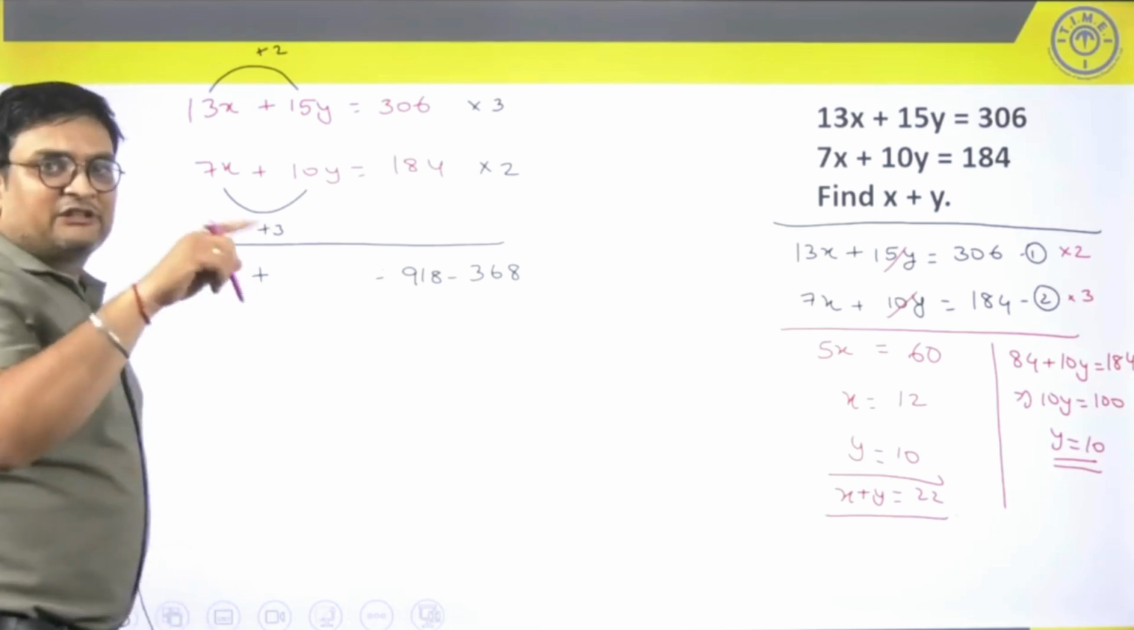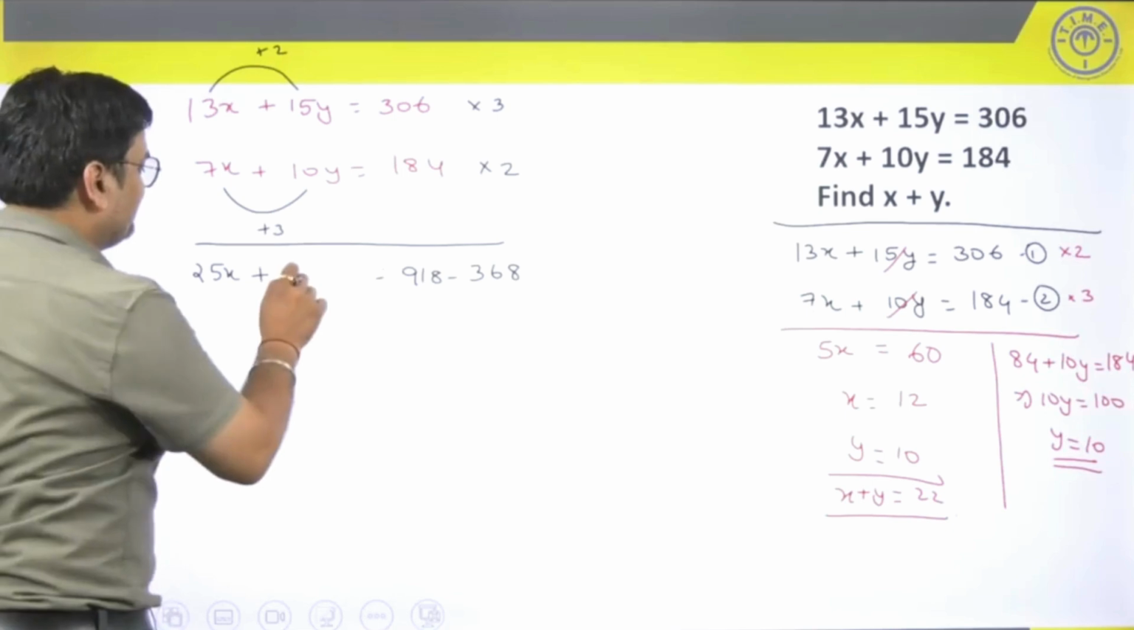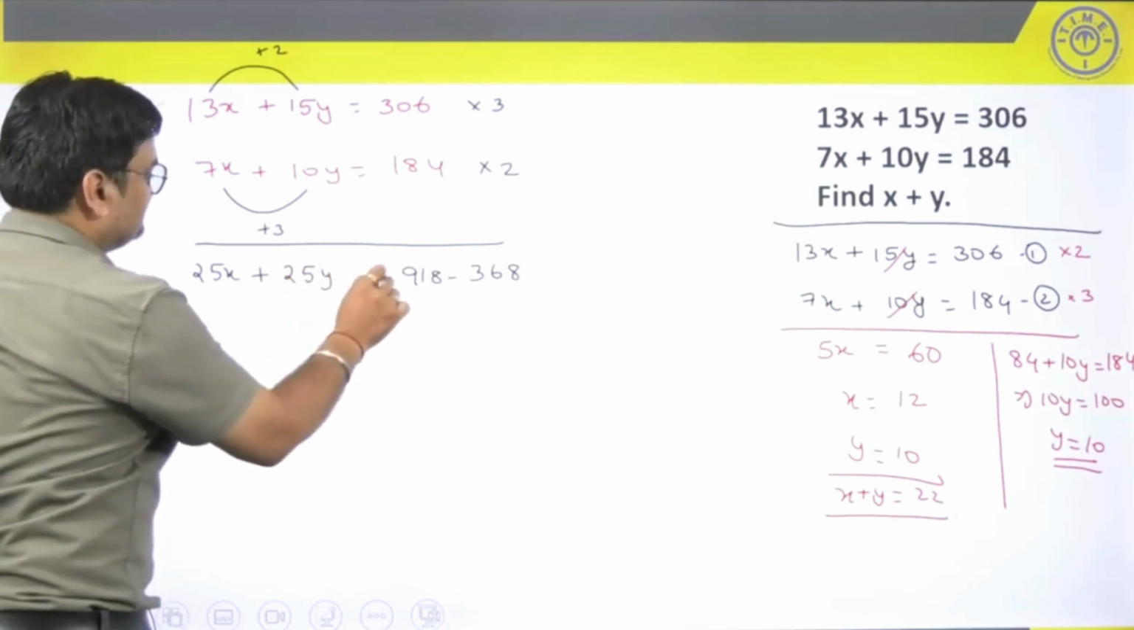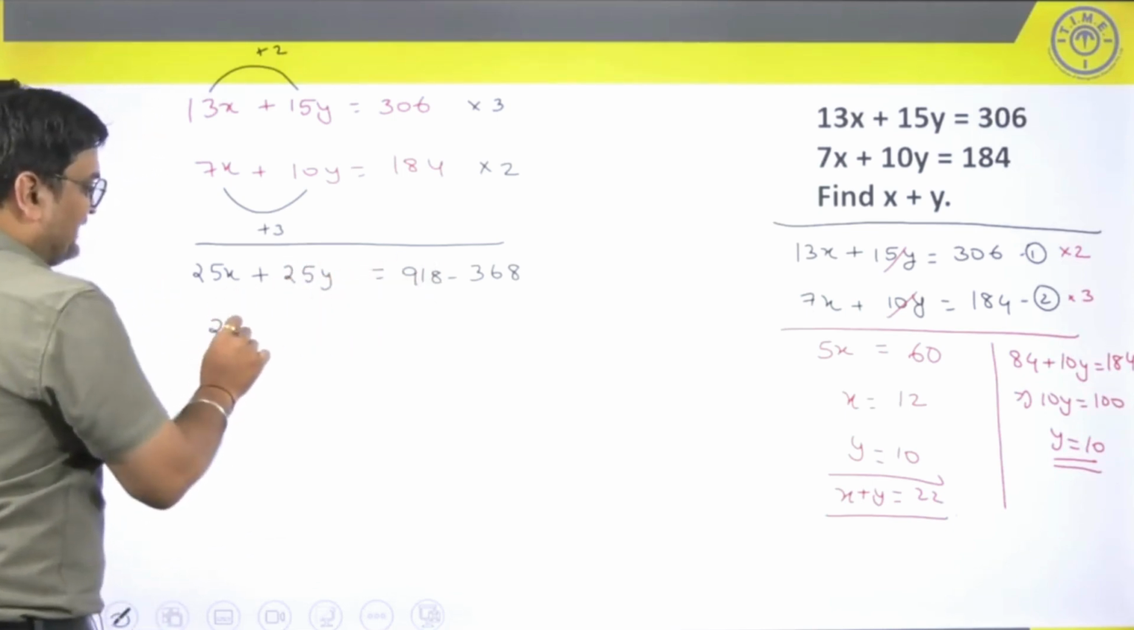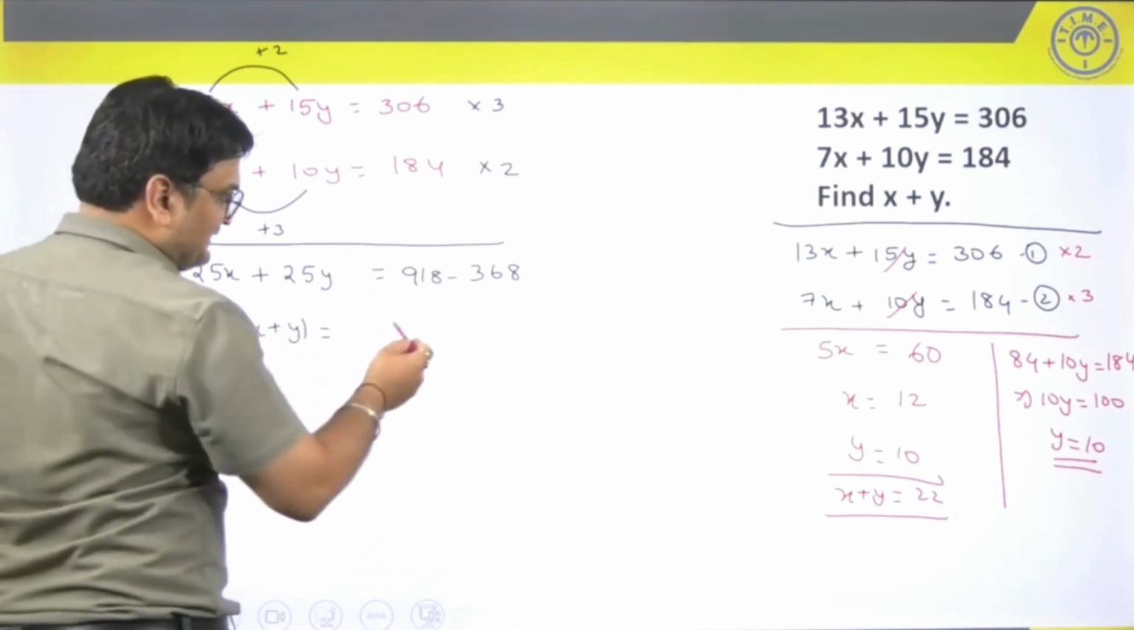15 into 3 is 45y. 10 into 2 is 20y. 45y minus 20y will give you 25y, which should be equal to this. 25 I can take out common. So the result here is what?